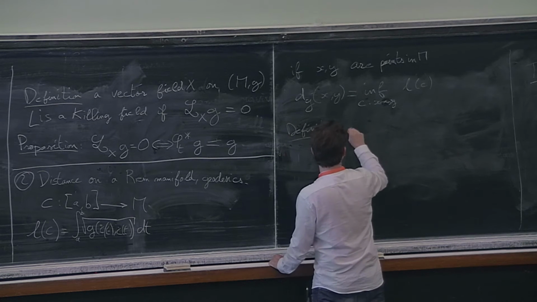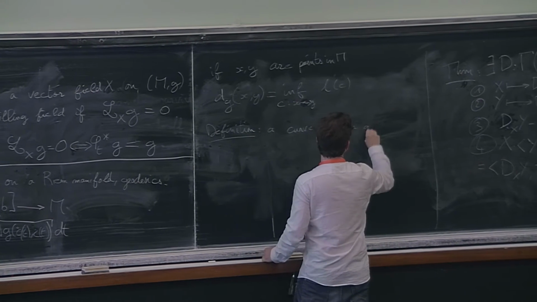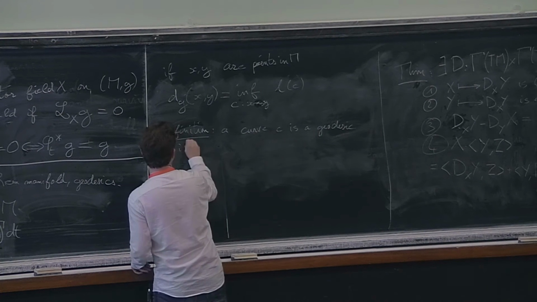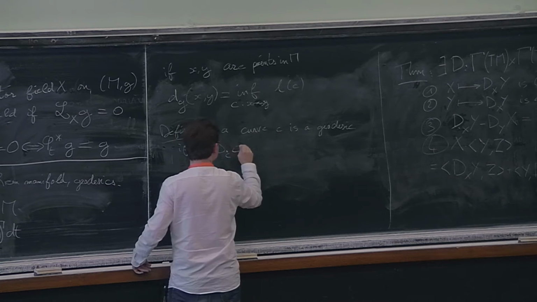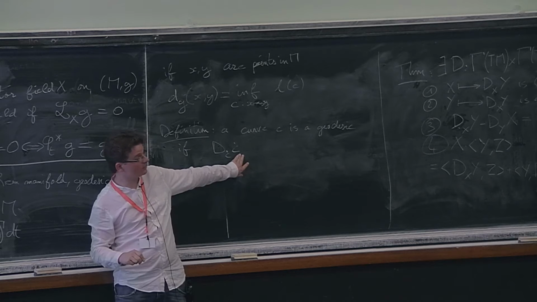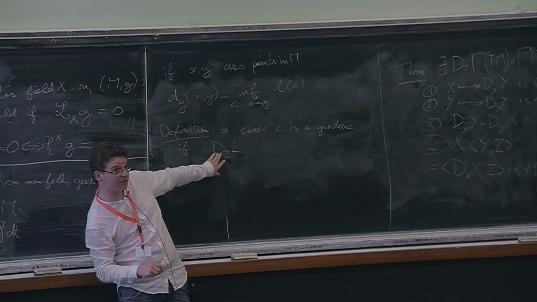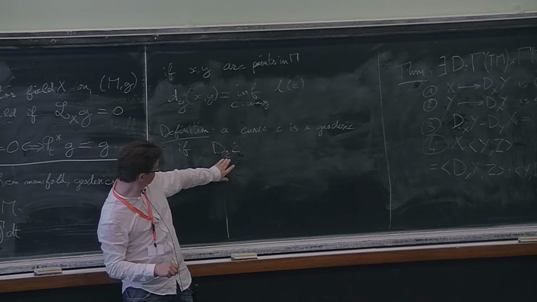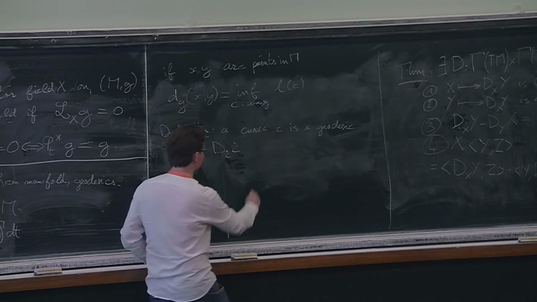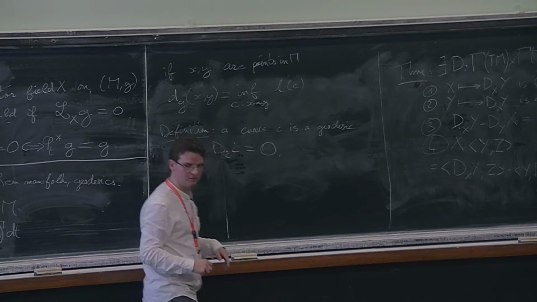So definition, a curve C is a geodesic if it satisfies the following. So C dot is a vector field along the curve C, and you can differentiate it using the Levi-Civita connection in the direction of C dot. So that's well defined. That requires a little bit of work, but it's not too bad. And you ask this to hold.